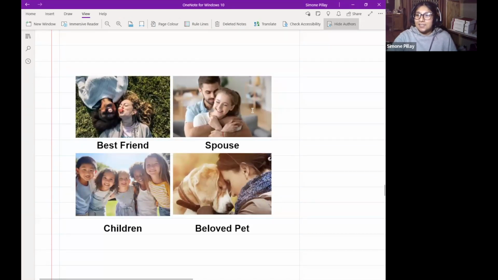Okay, next one. Okay, guys, this is for the rest of your life. You're giving up this thing, okay? You're either giving up your best friend, you're giving up having children, you're giving up having a spouse, or you're giving up having a beloved pet. And for now, I'm going to agree with you on a pet.